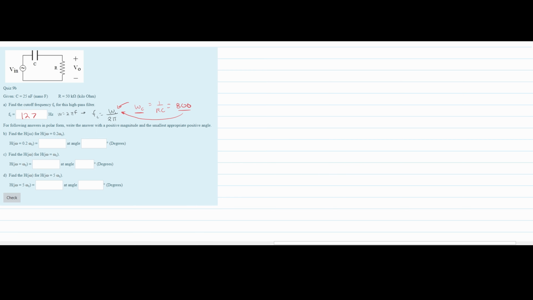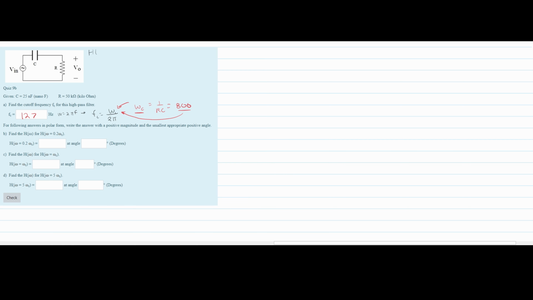For the following answers in polar form, we need to write the answers with a positive magnitude and the smallest appropriate positive angle. What this is basically saying is we need to find our h of s, and then we need to plug j omega into it, and then we need to solve using this. So let's actually go ahead and find our h of s.